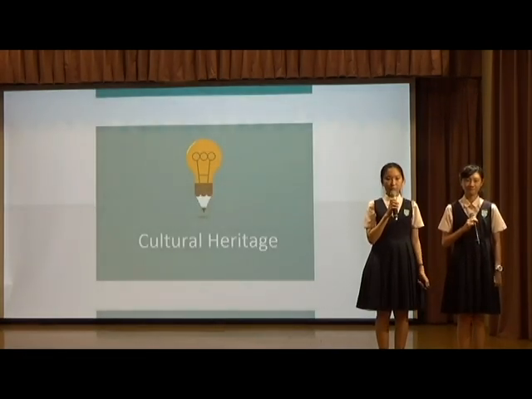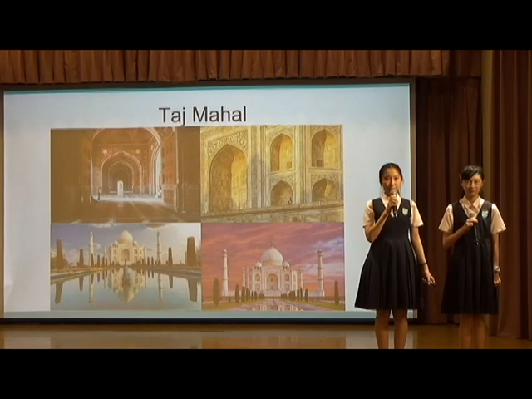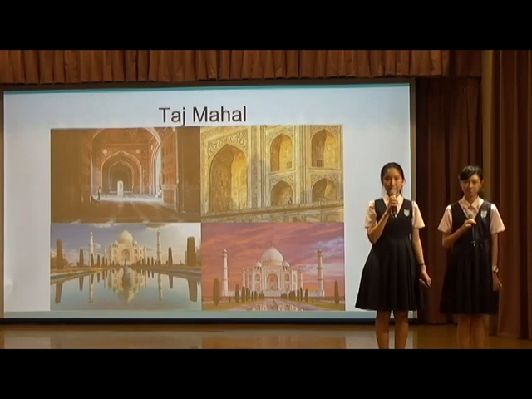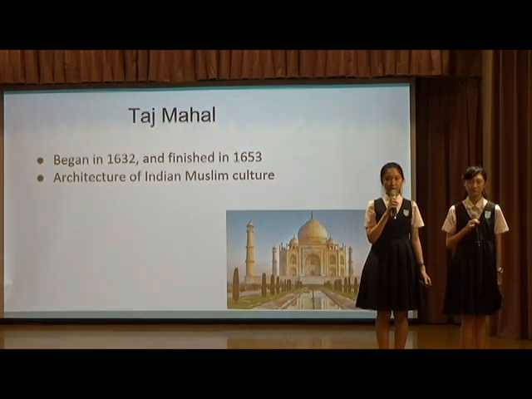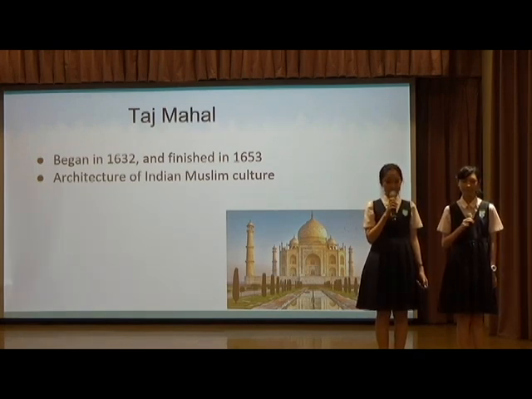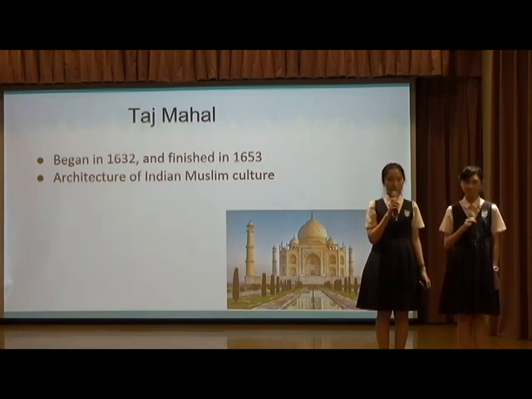Now I'm going to talk about cultural heritage. First is the Taj Mahal in India. It is a very famous building, and there was an article talking about it in our textbook. It is an ancient building that began in 1632 and finished in 1653. The building was for Queen Mumtaz Mahal, Emperor Shah Jahan's second wife. Both the emperor and his wife are buried there. It is also an architecture of Indian Muslim culture, because both the emperor and his wife believed in Islam.